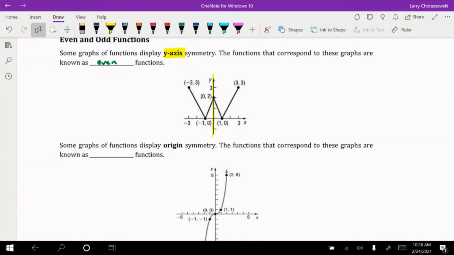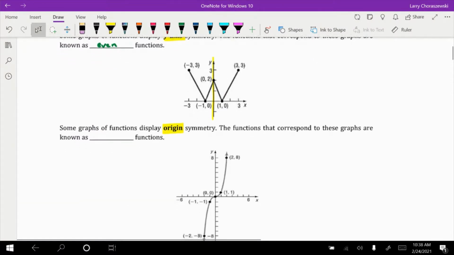Functions may have origin symmetry, which is what the second graph is displaying. Keep in mind what makes a function have origin symmetry. If we look at corresponding points, such as -1, -1, and 1, 1, if we were to draw a line segment connecting the corresponding points, you would always pass through the origin. Functions that have origin symmetry are known as odd functions.